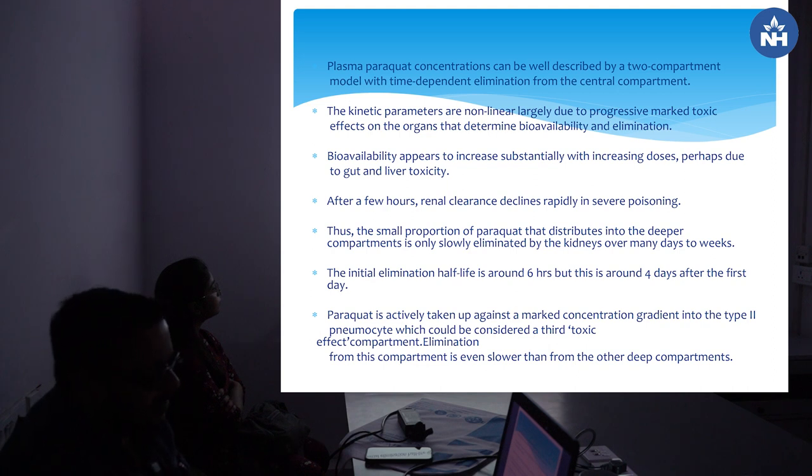Paraquat is actively taken up against a marked concentration gradient into the type 2 pneumocytes, which could be considered as a third toxic effect compartment. Elimination from this compartment is even slower than the other compartments.